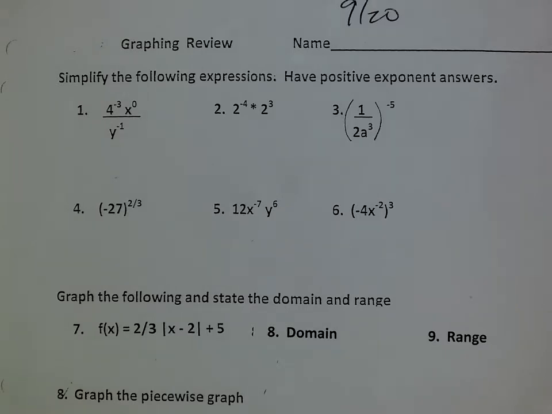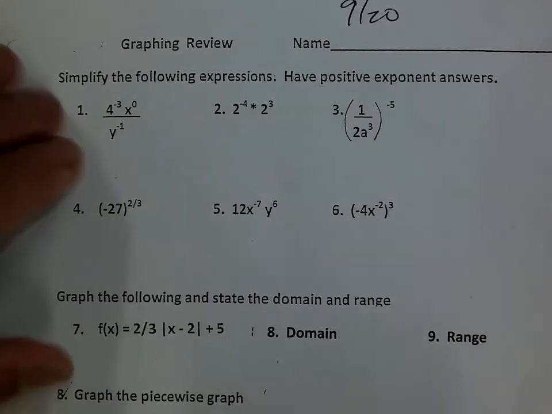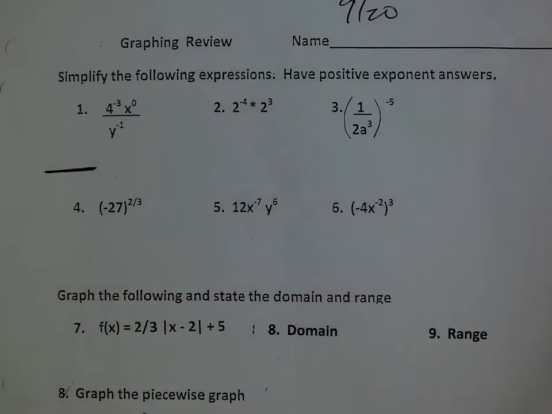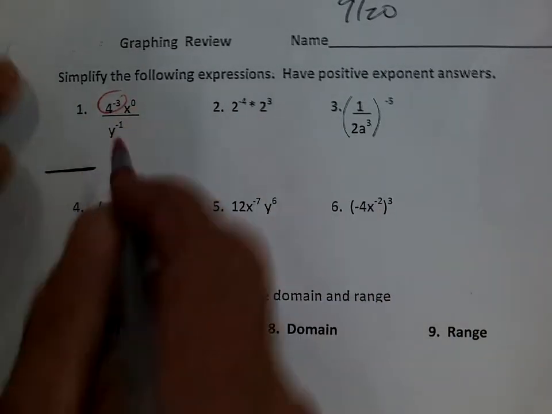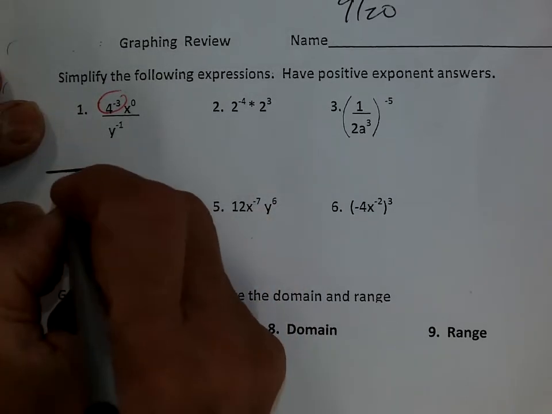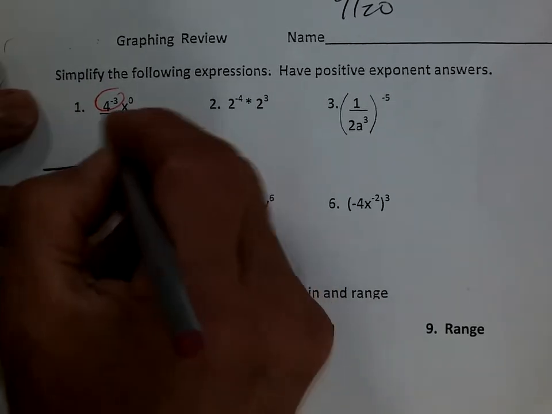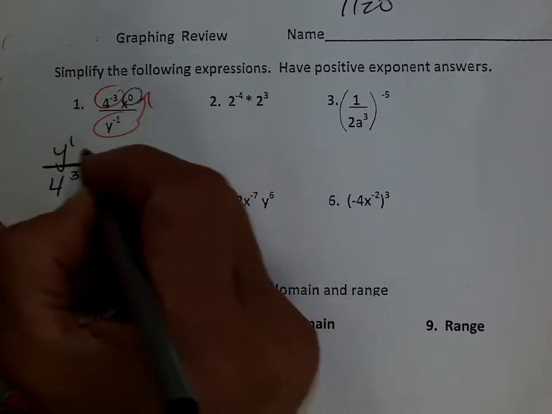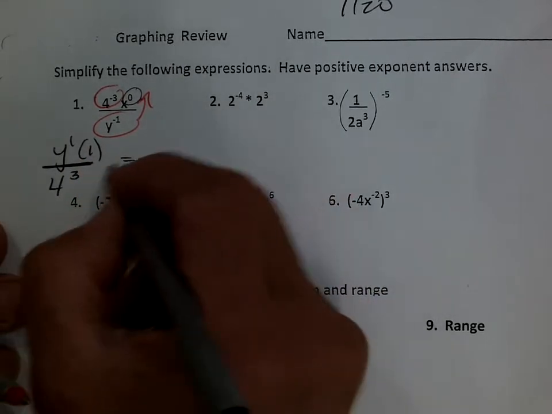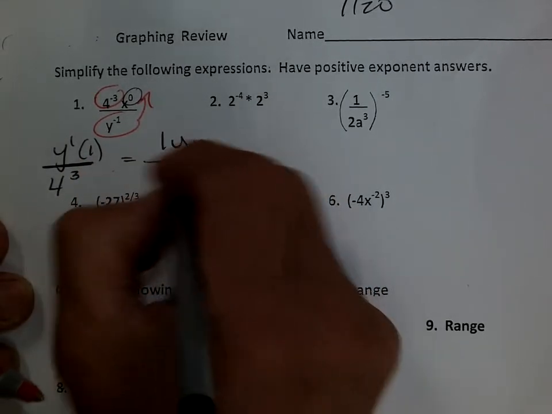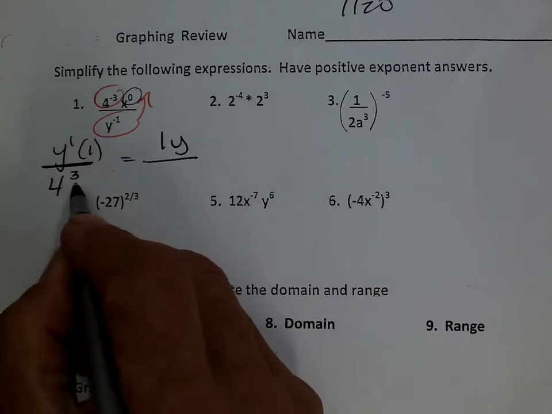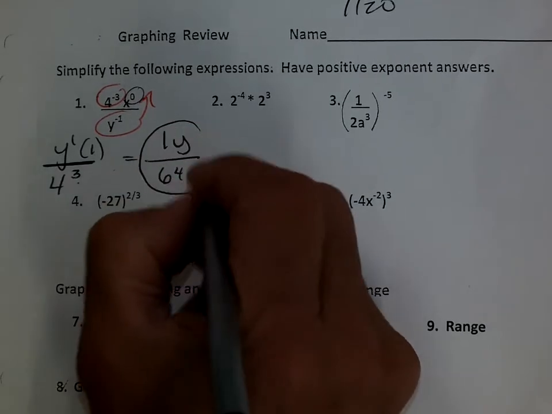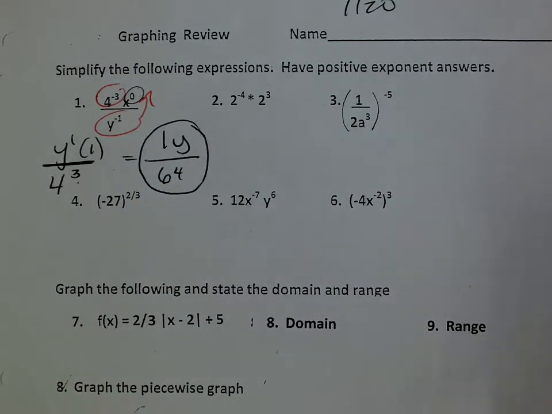So, number one, when I see a negative exponent, I think fraction, right? So I'm going to bring this one down to make it positive. I'm going to bring this one up to make it positive. And anything with 0 power is 1. So my answer should just be a 1y over 4 to the third. 4 to the third, let's see this. 4 times 4 is 16 times 4 is 64. Okay. And again, if I get going too fast, just pause the video and think about it, okay?